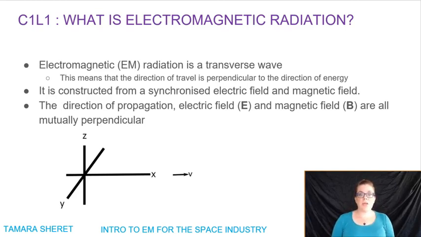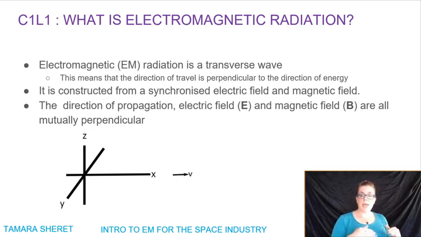So, electromagnetic radiation is a type of wave called a transverse wave. What this means is that the direction of travel or the direction of propagation of the wave is at right angles to the direction that the energy moves in. So it's an electromagnetic wave, which means it's constructed from an electric field and a magnetic field. Both an electric field and a magnetic field is a sinusoidal wave in its own right, and what you get in an electromagnetic wave is these are synchronized together.